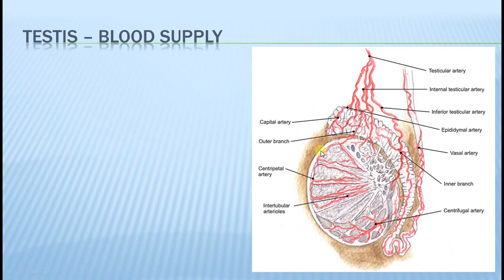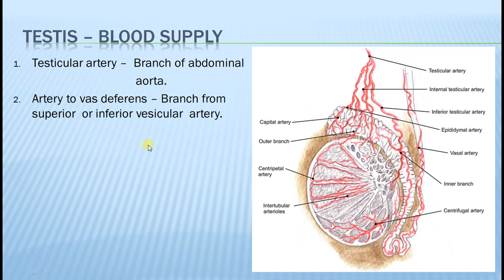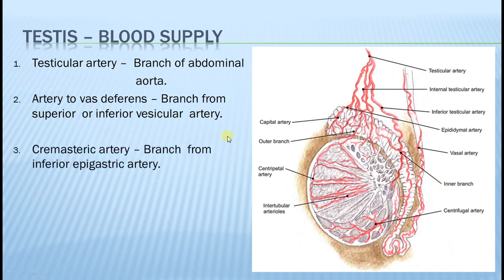The testis is mainly supplied by the testicular artery, a direct branch from the abdominal aorta, which enters through the spermatic cord. Then you have the artery to vas deferens, a branch from the superior or inferior vesicular artery, which is again a branch from the internal iliac artery. Then the cremasteric artery, a branch from the inferior epigastric arteries. So testicular artery, artery to vas deferens, and then the cremasteric artery.